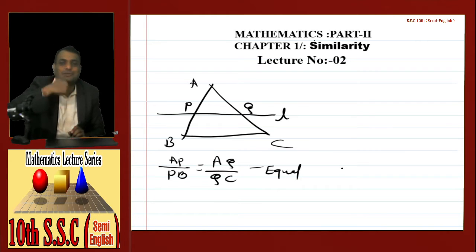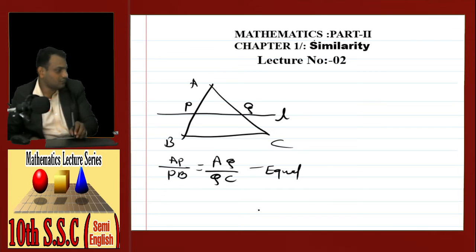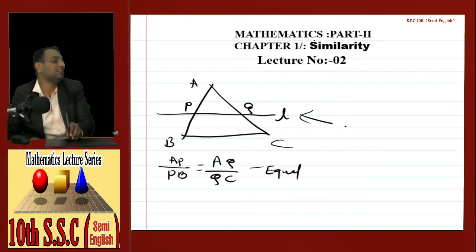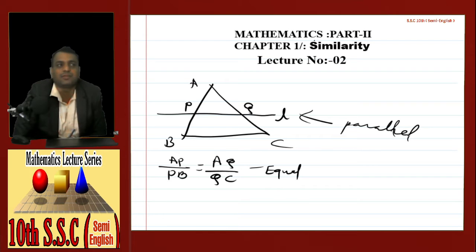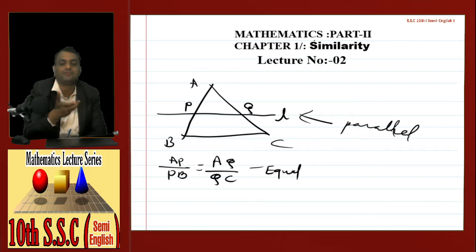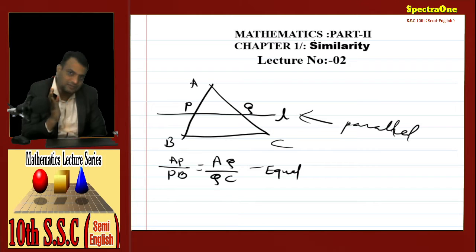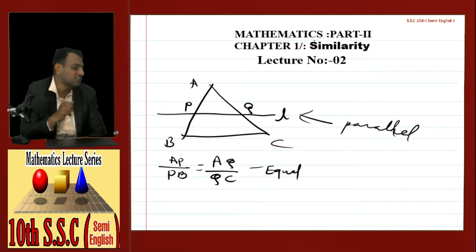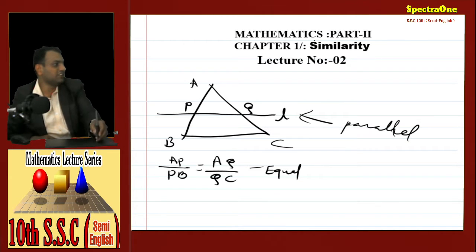And the converse of the basic proportionality theorem says that if the ratios are equal, then that line is parallel. That part we have discussed in the previous lecture. We proved how the basic proportionality theorem is obtained, and its converse is also proved. In today's lecture, we will solve a few examples based on the basic proportionality theorem.